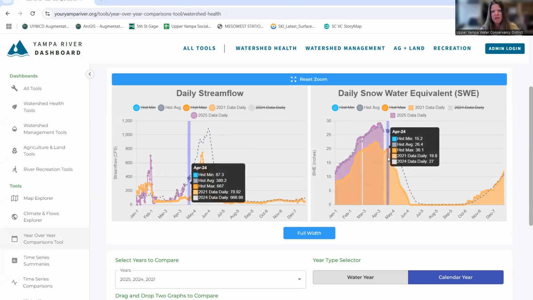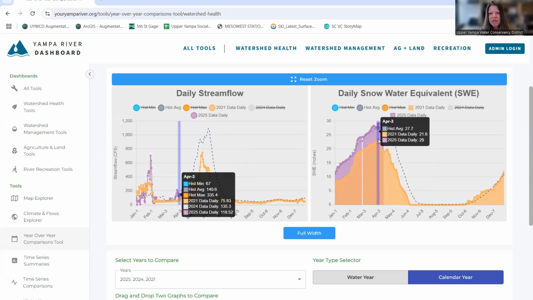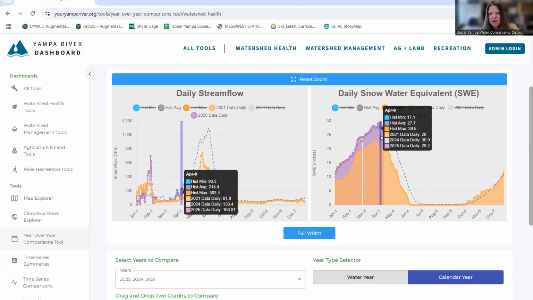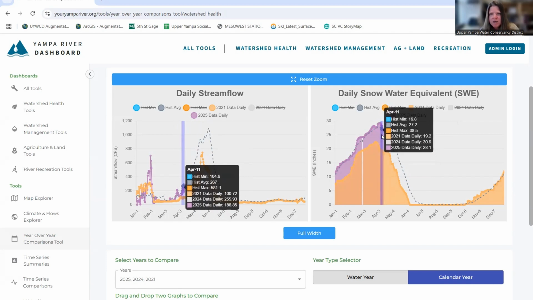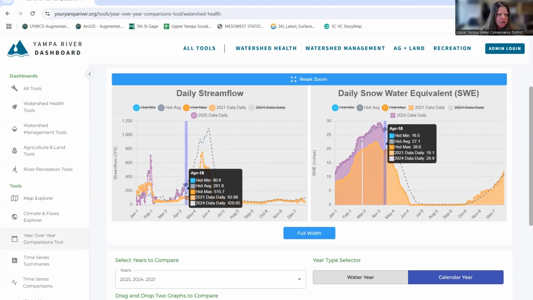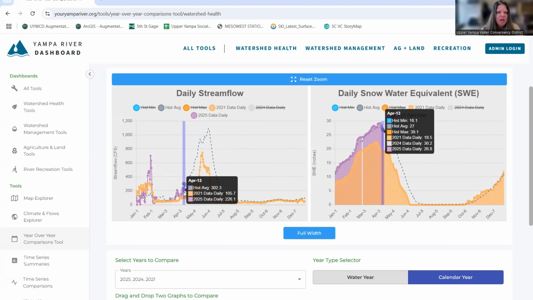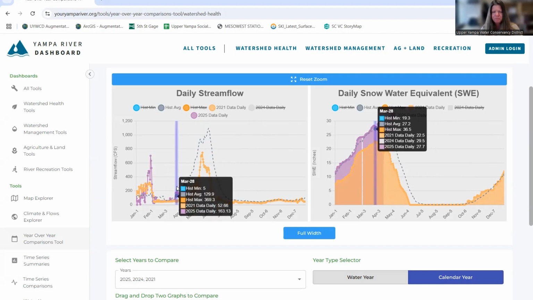When we look at the SWE here, we can see that the SWE peaked in end of March, early April in 2021, and we're still seeing that SWE increase through the first week of April. And then when we look at stream flow, you can see that the stream flow is also significantly higher as we look into early April than it was in 2021.